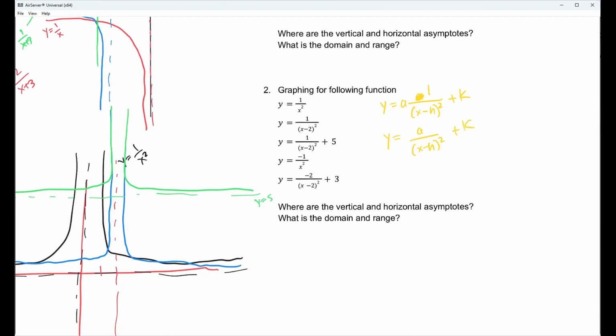All right, that's probably the way to go. The negative reflects over the x-axis. Yeah, but those rules: y is equal to a, and then the negative x minus h.